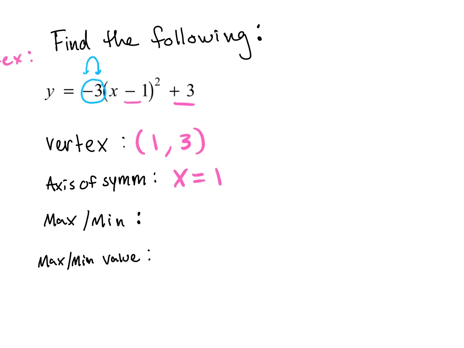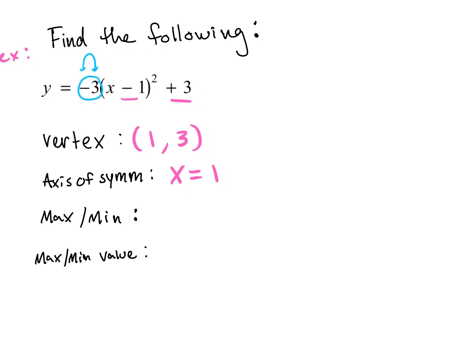All right, so I have my vertex, I have my axis of symmetry. I know that it's going to open down, but how can I find another point? Plug in a number close to the axis of symmetry, or close to the x in our vertex. So what's a number close to 1? 0. So let's plug in 0. So we're going to plug in 0 for our x, and we're going to do the math to find our y.